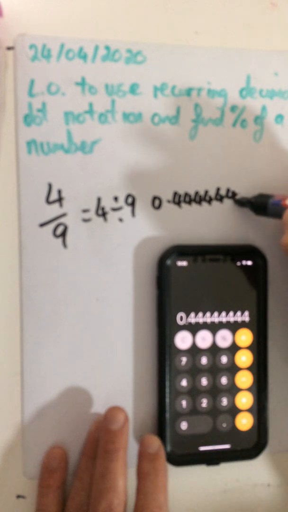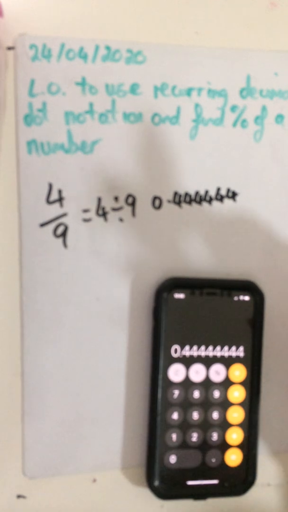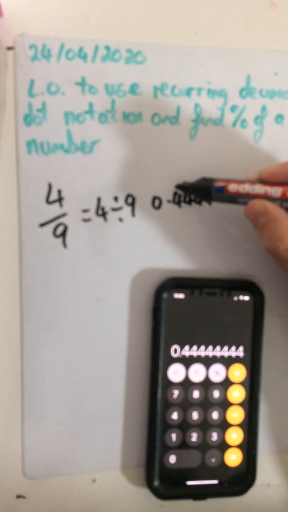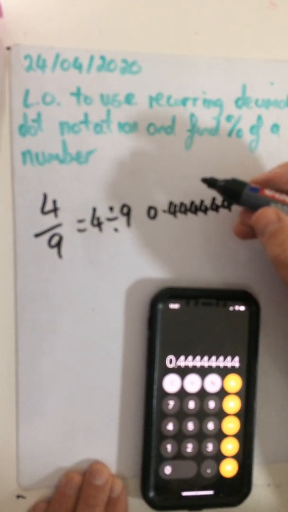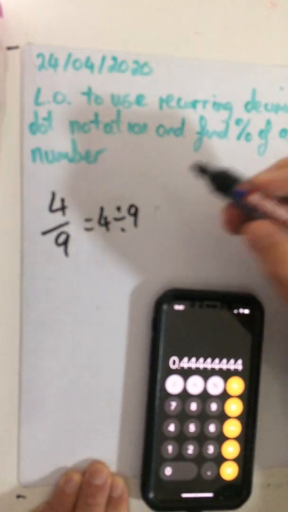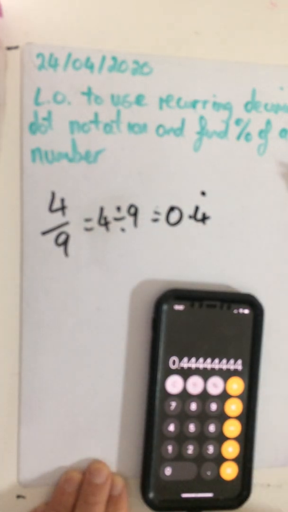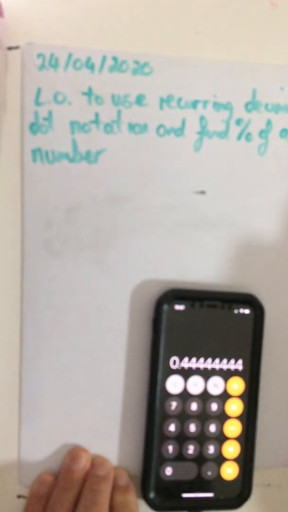That's a recurring number. Now, the rule with dot notation is that you put a dot over the beginning and end of a sequence to show it recurs. In this case, it's only one number, just 4's going on forever, so we're just going to put one dot. We change that to dot notation, which would equal 0.4 with a dot over the 4 showing that it is recurring.